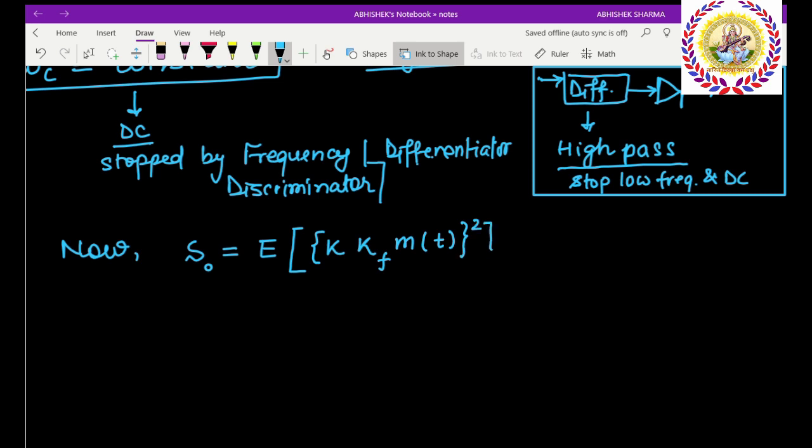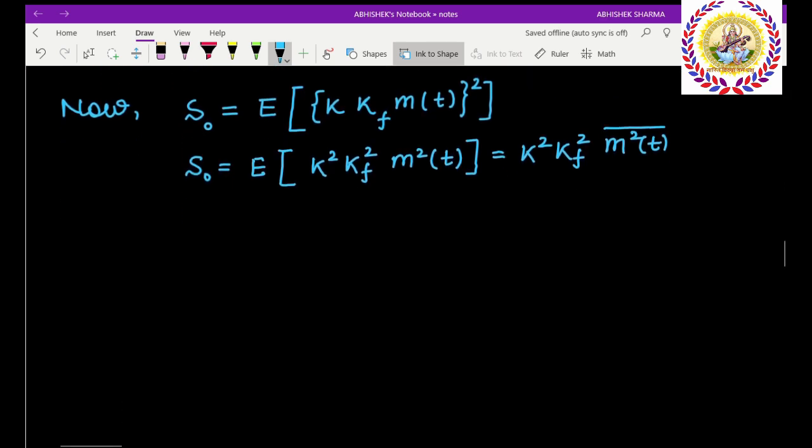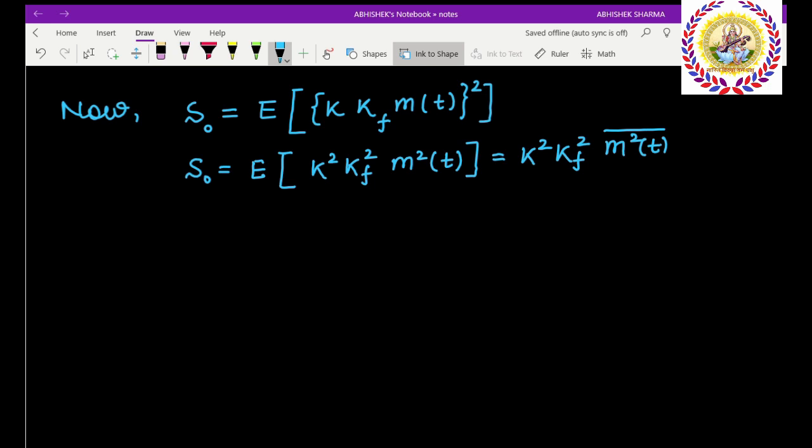Whole square. Now again we can re-equate the above expression: E of k square, kf square, m square t. As k square and kf square are constant terms, we can take them out from this expression E of something, that will be equal to k square into kf square E of m square t. That is the average. So m square t bar is the mean square value. This is not really root mean; this is the m square t's mean square value.